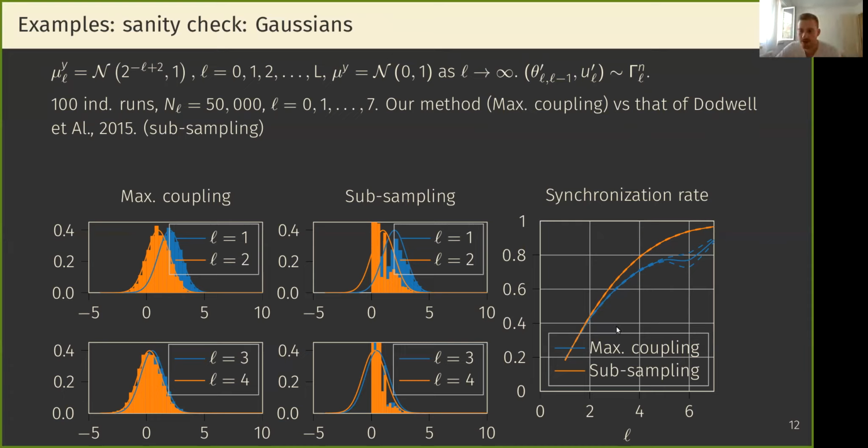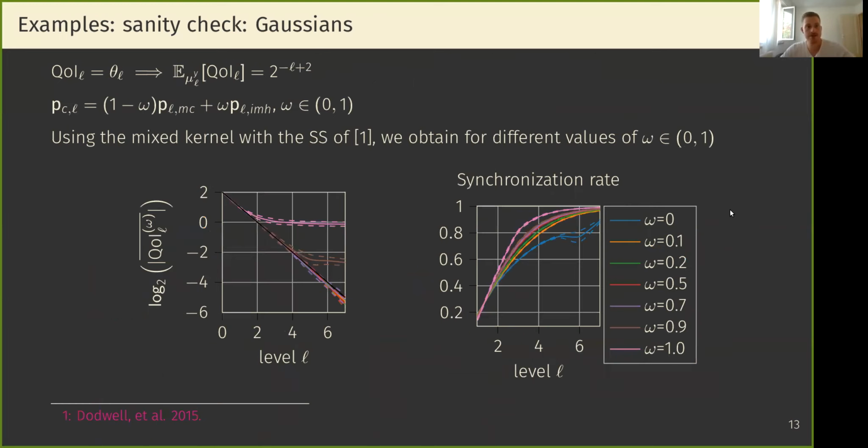And even though the subsampling algorithm is not able to target the right marginals, it has a higher correlation than the maximal coupling method. So that inspires the question of if we do this trick of combining both methods, can we get the benefit of both approaches, meaning that you're able to sample both marginals correctly while at the same time keeping chains that are more correlated than this? And the answer is yes.